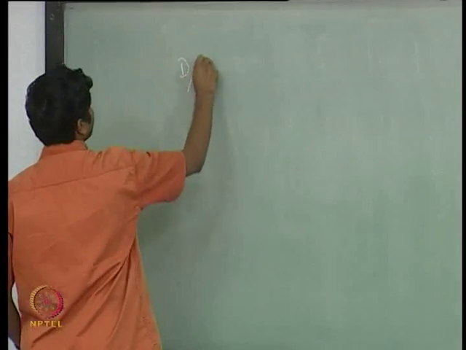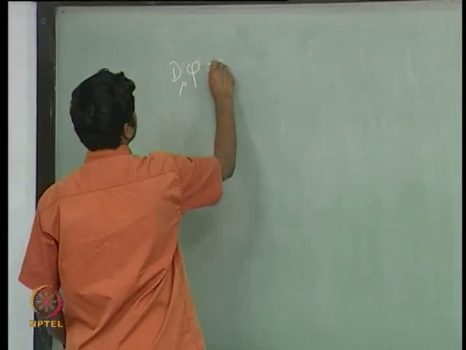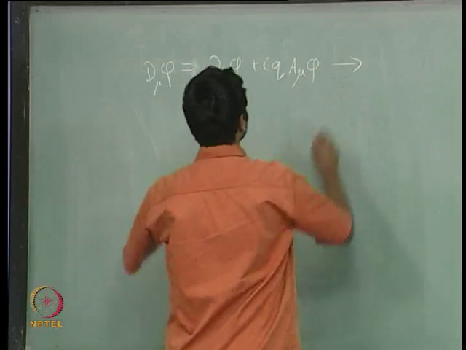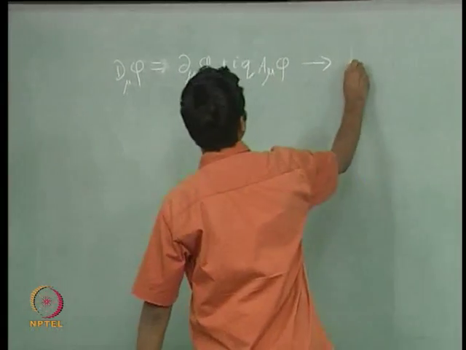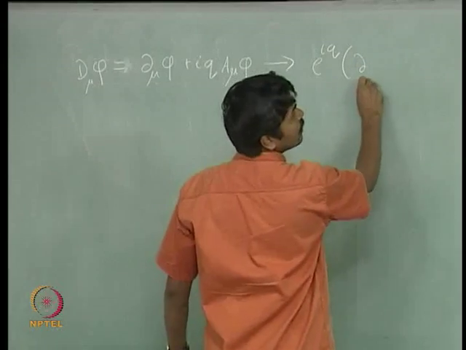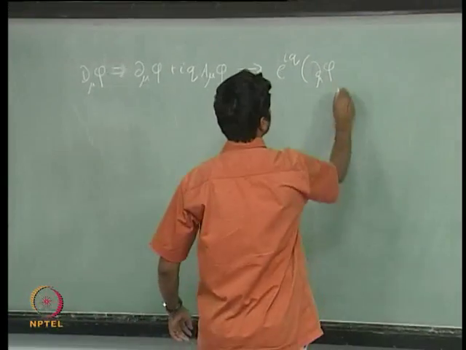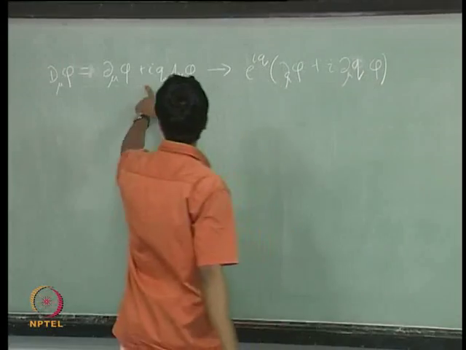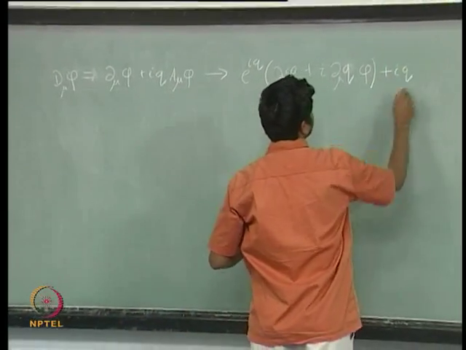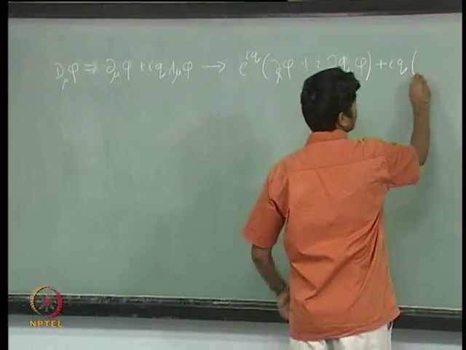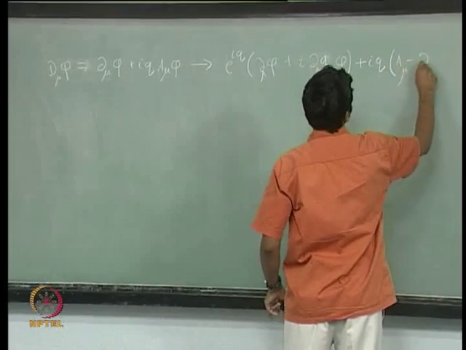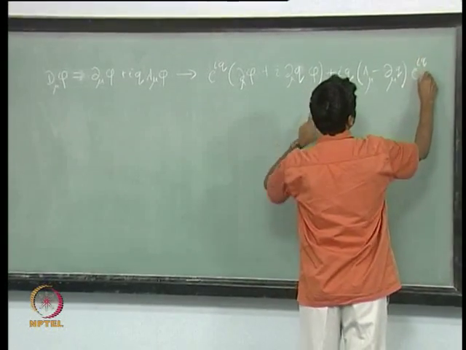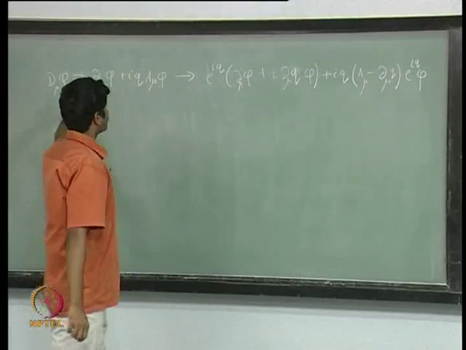So, you have D_μ φ = ∂_μ φ + i q A_μ φ, and this transforms like: ∂_μ φ goes to e^{iqθ} ∂_μ φ plus i (∂_μ θ) q φ, and then this term here transforms like plus i q times A_μ goes to A_μ minus ∂_μ θ, and then this φ goes to e^{iqθ} φ. So, this is how D_μ φ transforms.